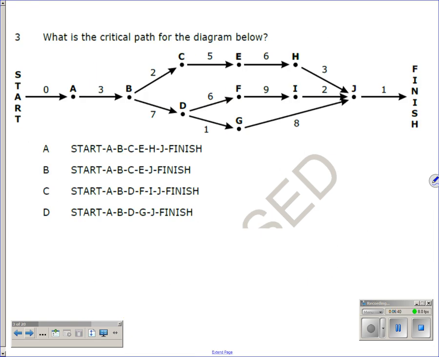All right, look at this. Again, this is another graph theory problem. Does this look familiar when we have a start and we're going to a finish? It's a scheduling problem. It says, what is the critical path for the diagram below? What does critical path mean? Remember?